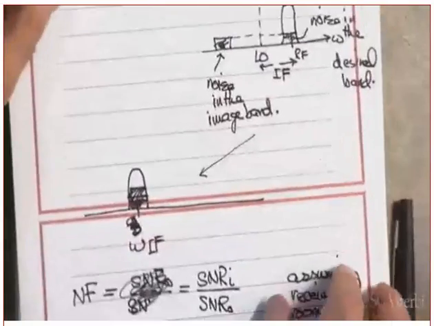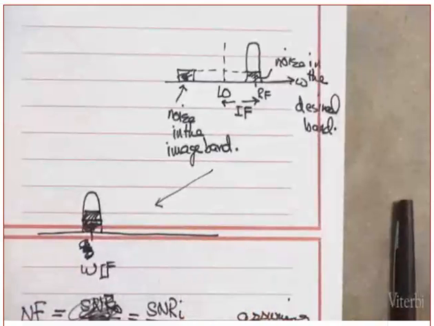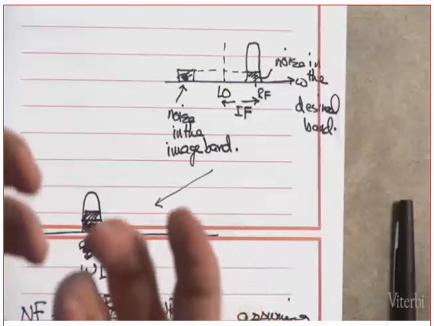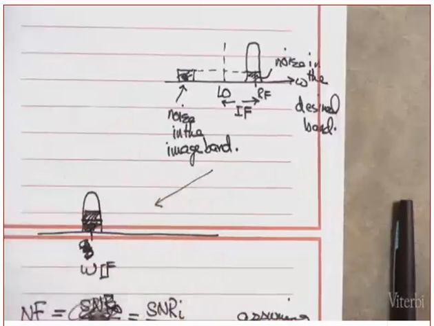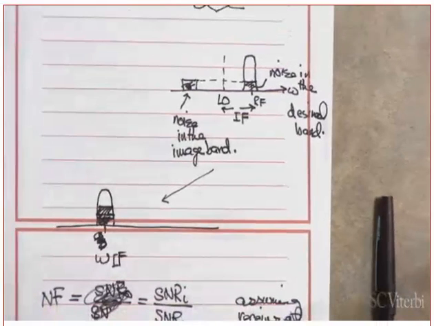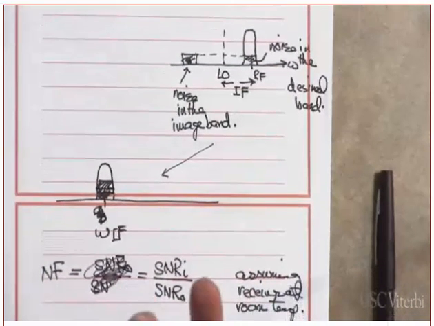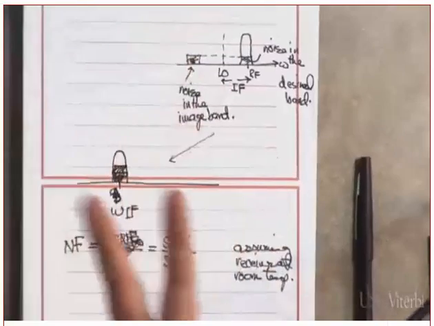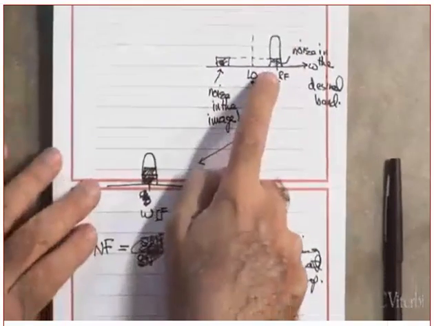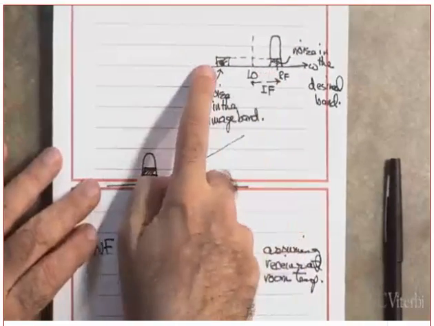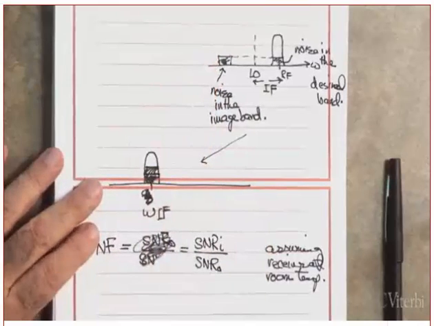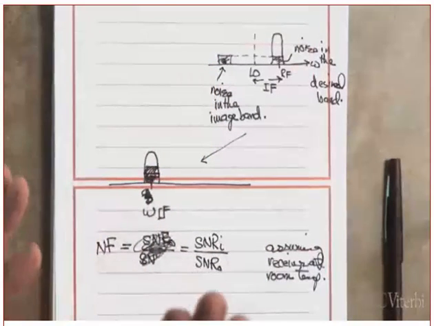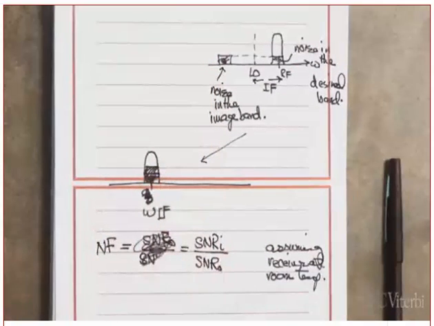Now, answer me the following question. Is there also noise generated internally by the mixer? At what frequencies? The internal noise generated by the mixer will also have two components. One of them is at RF. The other one is at the image. Let's assume they are the same to make the math simple. Did you get my point or not?